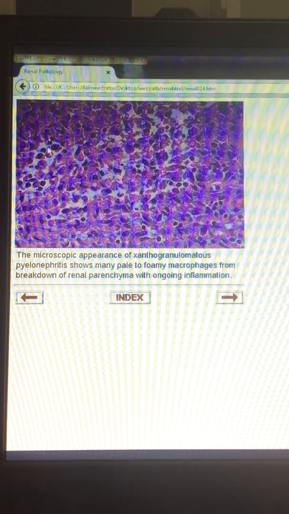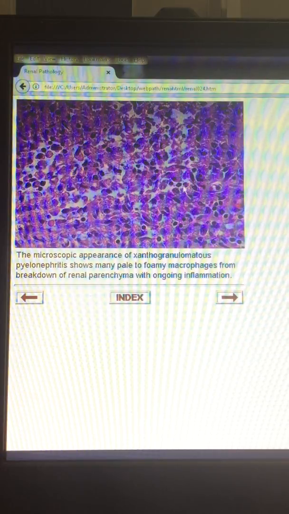How can you see this condition under the microscope? Because it's xanthogranulomatous, it's composed mainly of foamy macrophages. All these are foamy macrophages admixed with lymphocytes and some neutrophils. So this will indicate for you what? There is a long-standing or ongoing inflammation of the renal parenchyma.